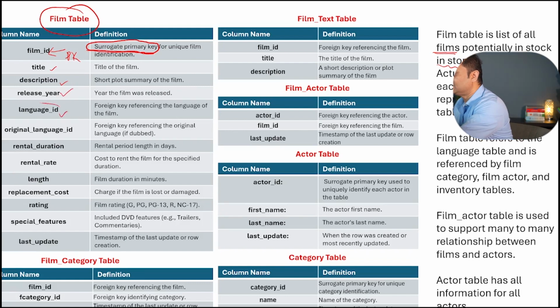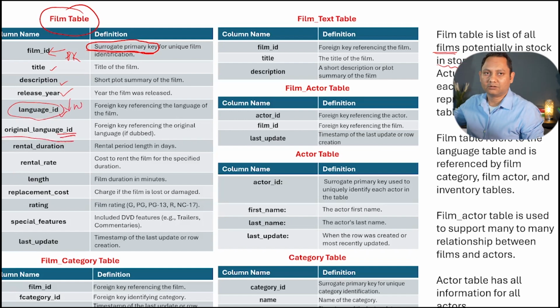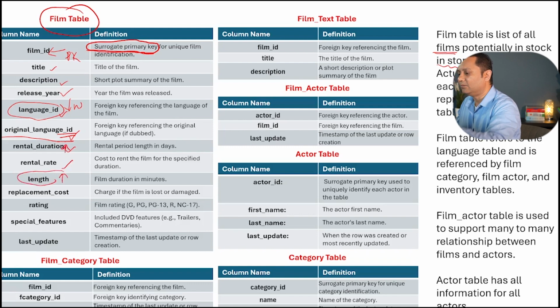Language ID is the language that you will watch the movie in, and original language ID is the original language in which the movie was created. So, for example, the original language ID can be an ID for English. Actual dubbed can be Spanish or Hindi, or it can be any language, right? Then you have the rental duration, which is how many days you are renting this DVD for. The rental rate, this is what you need to pay if you rent for this duration. Length, this is the length of the movie.